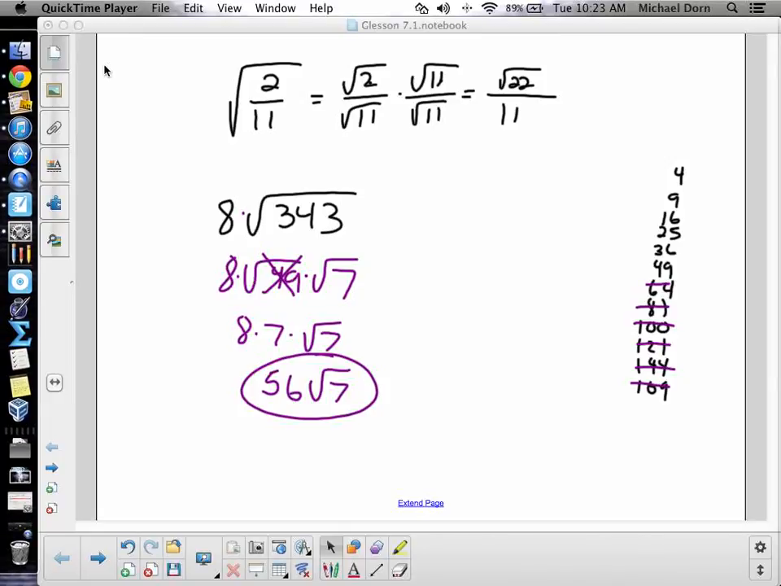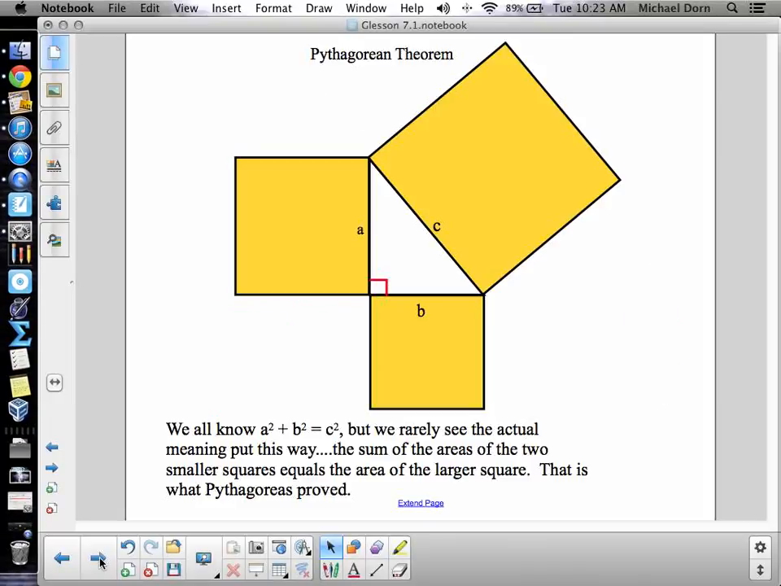Okay, then today we're going to look at the Pythagorean Theorem. Yay! Now, the Pythagorean Theorem is really nothing new for most of you. You've done this before. You looked at this probably back in 7th and 8th grade. You already learned a little bit about the Pythagorean Theorem.